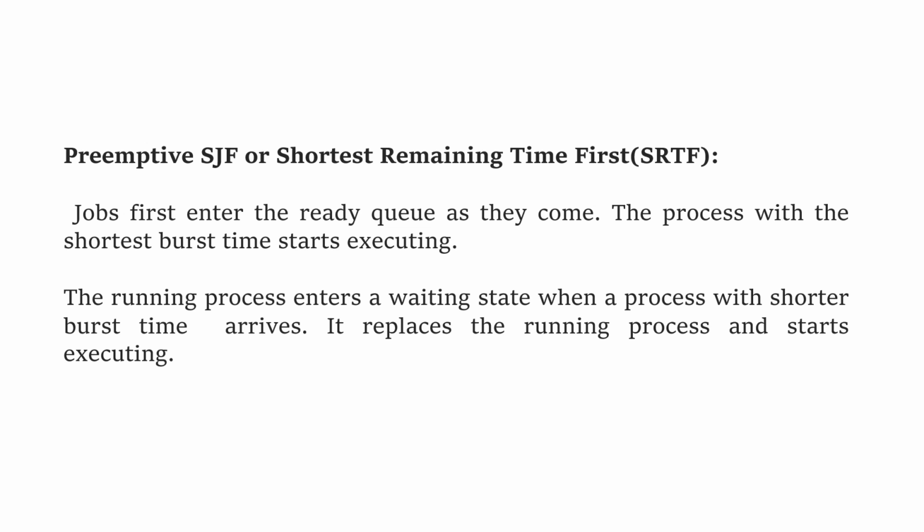When a process with shorter burst time arrives, the executing process, that is the current process, preempts. This shorter burst time process replaces the running process and it starts executing. This is known as the preemptive SJF.